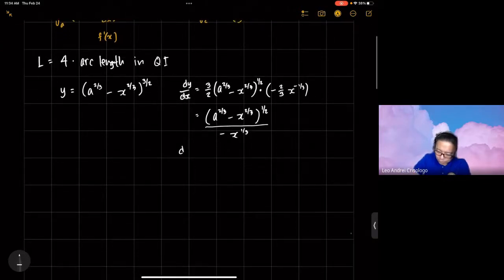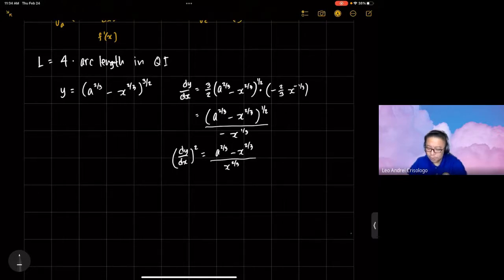Yeah. So, yung kailangan natin actually sa formula ay yung square nitong derivative. So, dy over dx, quantity squared. So, mag-square lang yung numerator. Mawawala lang pala yung raised to 1/2. And the denominator becomes positive, positive x raised to 2/3. Now notice, may term tayo sa numerator na negative x raised to 2/3. May yung denominator natin, x raised to 2/3. You could write this na a raised to 2/3 over x raised to 2/3 minus 1.